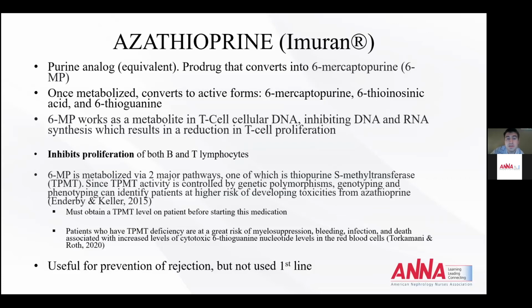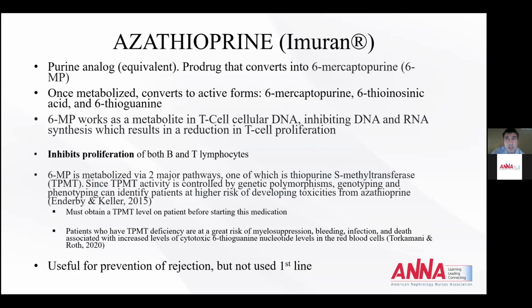Since TPMT activity is controlled by these genetic polymorphisms, you need to draw a TPMT level on a patient to identify patients who are at higher risk of developing the toxicity that can happen from azathioprine. So before you ever start or switch to azathioprine, you need to get a TPMT level on your patient. And the reason for that is patients who have a TPMT deficiency have a great risk of myelosuppression, bleeding, infection, and death.